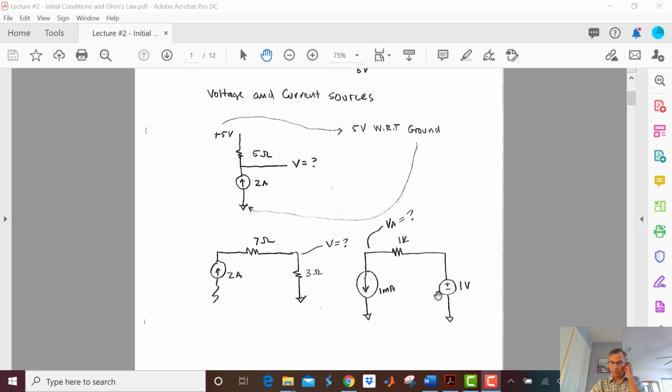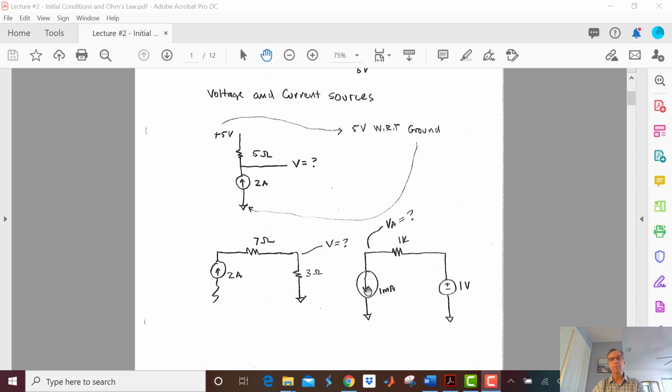Now let's look at this one. We have a voltage source, we have a 1K resistor, and we have a 1 milliamp current source. Somebody actually gave me this little problem on a job interview once, and I did the problem and then asked the person if I could use it for my lectures because I thought it was such a cool little example.